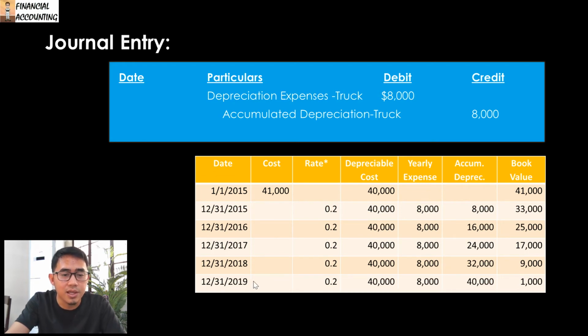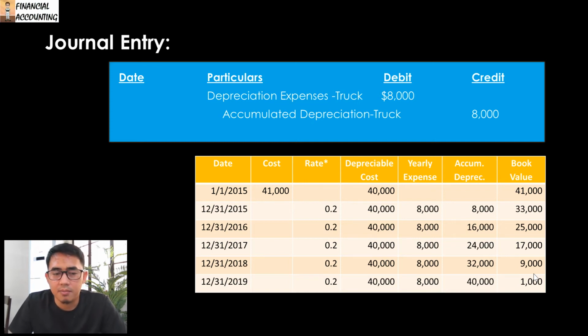And lastly, on the last year of the life of the equipment, you will record again 8,000 as depreciation. So your accumulated depreciation now is 40,000. So 41,000 minus 40,000 equals 1,000. Notice, class, that at the end of the life of the asset, the remaining book value of the asset should be equal to its estimated residual value. In this case, the residual value is $1,000.